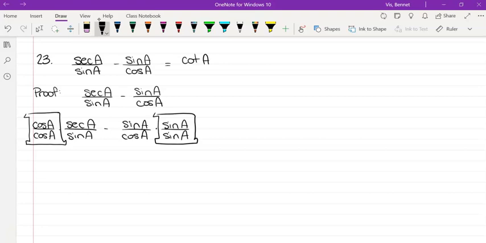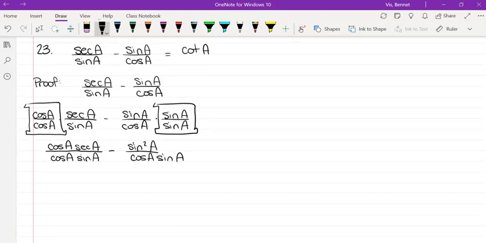So I'll actually do this multiplication, where this top becomes cosine a times secant a, all over cosine a times sine a. And this will become sine times sine is sine squared over cosine a times sine a. And again, I haven't really done any trigonometry yet. I've just multiplied by clever ones to get them to have a common denominator. I've actually done the multiplication.